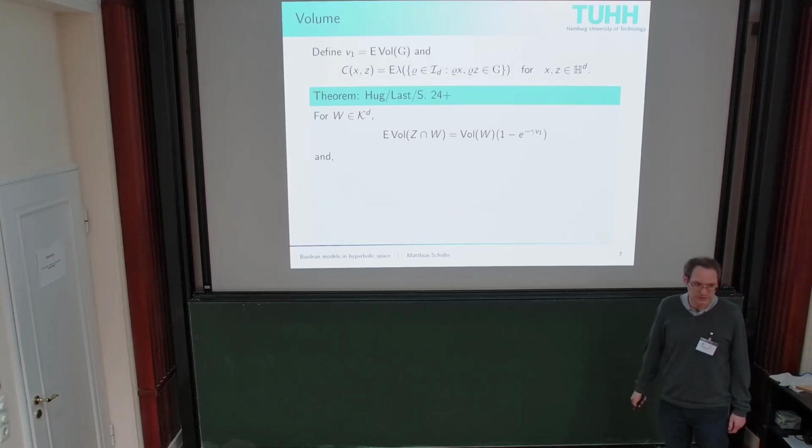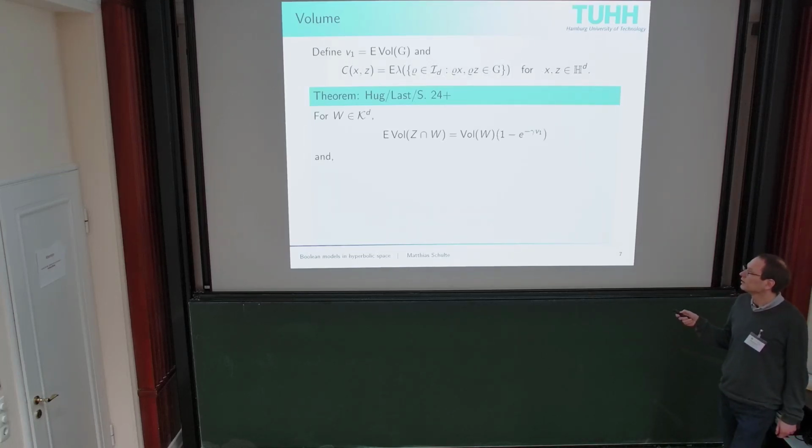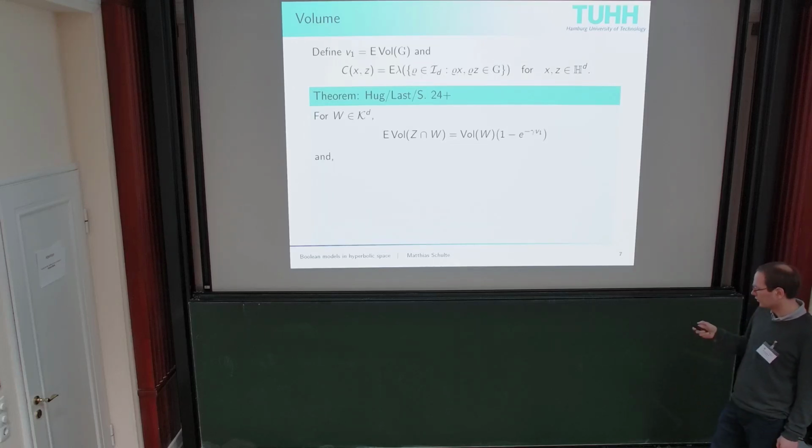Now we can show the following. So we intersect our Boolean model with some observation window and take the expectation of this volume, and the expectation is now the volume of the observation window multiplied by this expression here, and this is just the probability that the fixed point is covered by our Boolean model. So this formula here looks exactly as we know it from the Euclidean case.